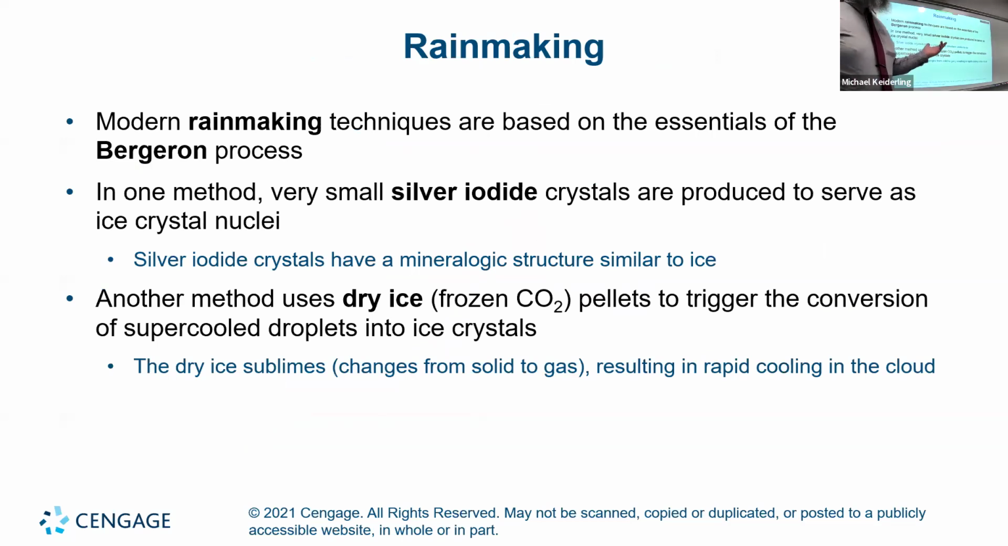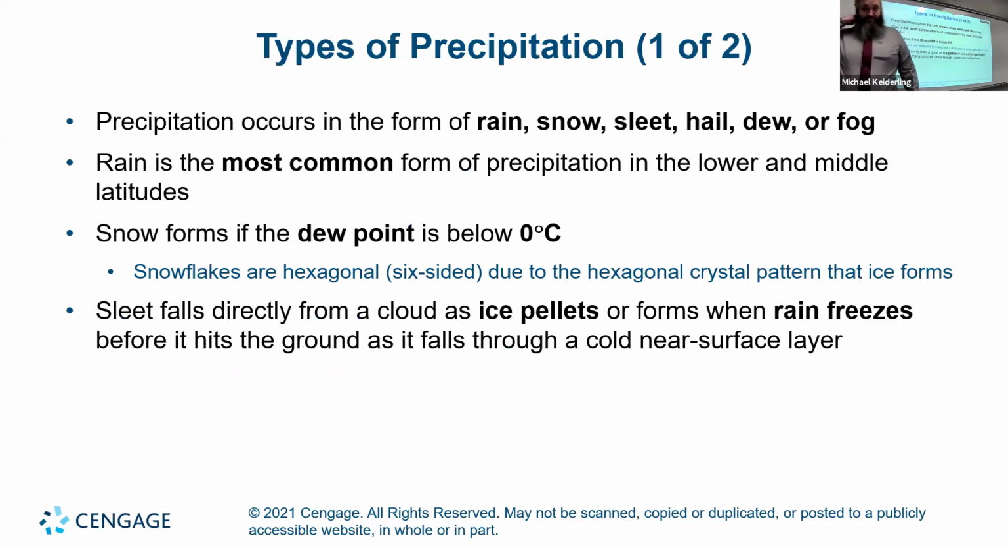Another method, in fact the first method, involved dumping dry ice pellets to quickly cool the cloud and trigger the conversion of supercooled droplets into ice crystals. So the dry ice sublimes, turns from a solid into gas, resulting in rapid cooling of the cloud that triggers the formation of ice crystals, and cools the area, so it sort of supercharges the Bergeron process and speeds up the start of rain.